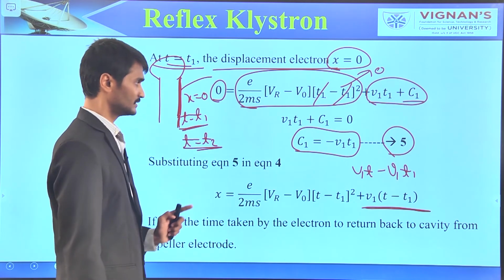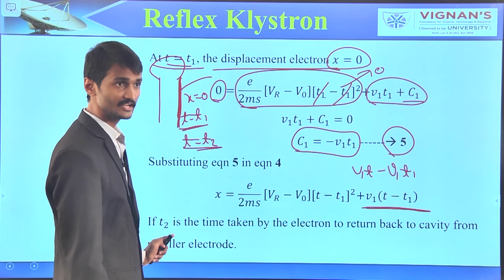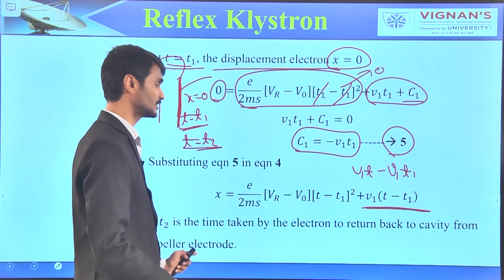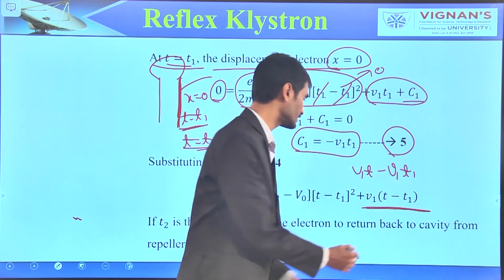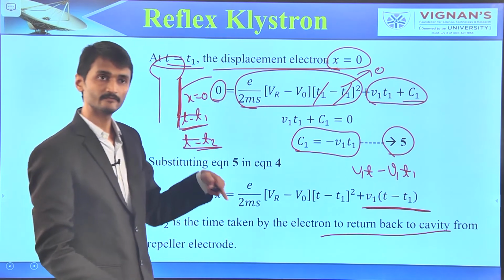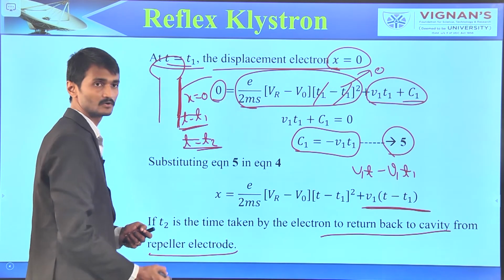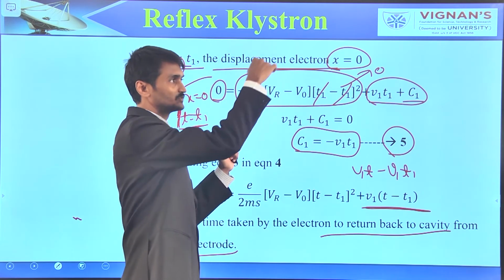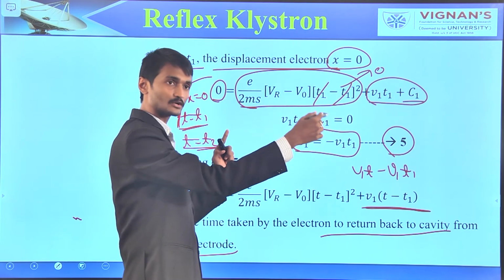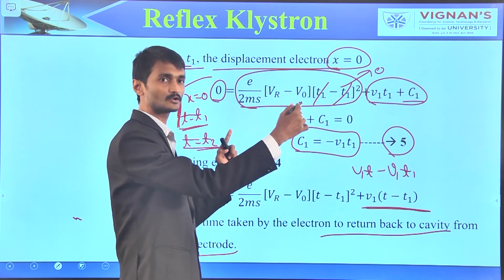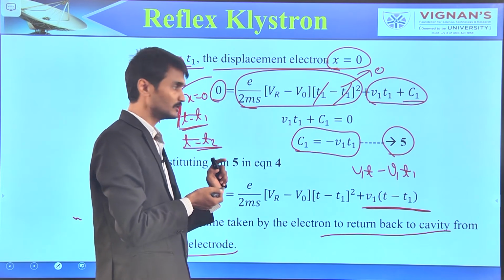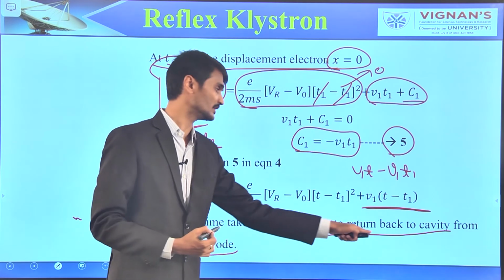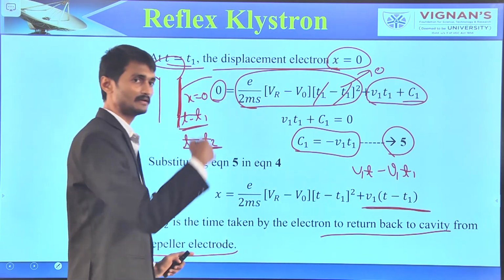Now just assume T2. What is T2? It is the time taken by the electron to return back to the cavity from the repeller electrode. Initially the electrons leave from the anode cavity and travel towards the repeller electrode, they are reflected by the repeller electrode and return back to the cavity gap only. So here I am considering T2 as the time taken by the electron to return back to the cavity gap from the repeller electrode.